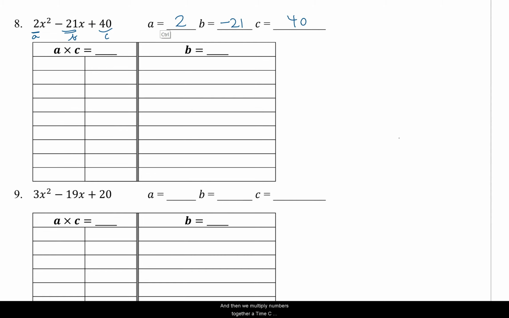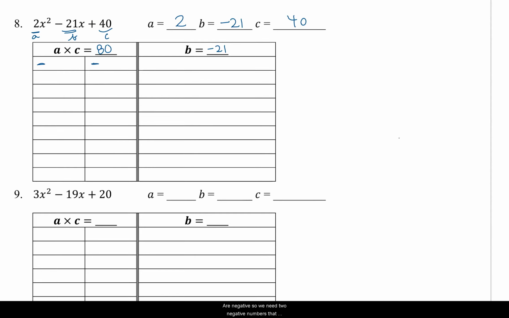And then we multiply numbers together. A times C, 40 times 2 is 80. And B is negative 21. Here we have a different situation. Now we've got a negative number thrown in for B. We need to still find 2 numbers that multiply to be positive 80 and add to be negative 21. The only way we can find numbers that multiply to be a positive number and add to be a negative number is if the numbers that we start with are negative.